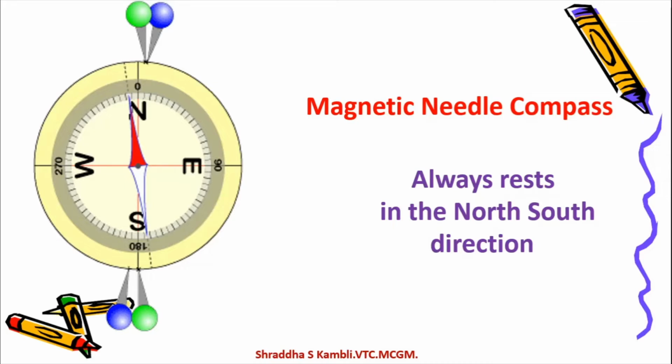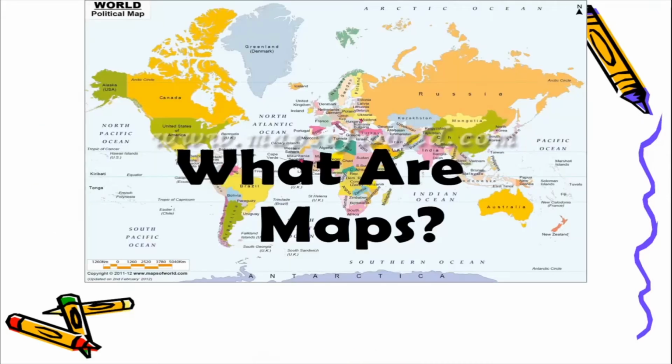So this was about directions. Now let us move on and let us talk about maps. Okay, so what are maps? That is the first question we will try and answer now. So this which you can see here on the screen for you, this is a map. So what does this map tell you?